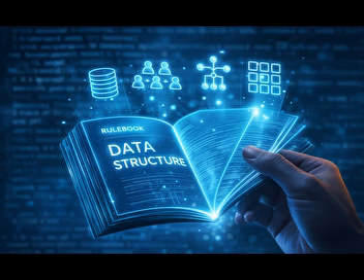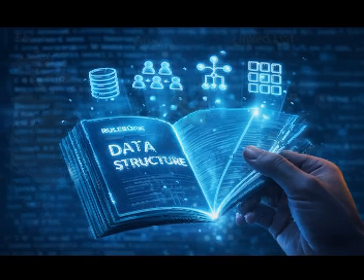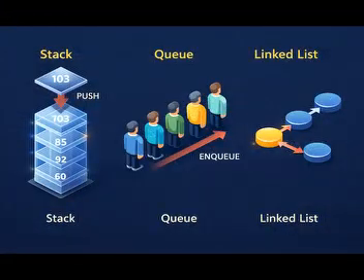Different rule books give different strengths. Think of it like real life: a queue at a bank, a stack of plates, a list of names, a tree of folders on your computer, etc. Each structure exists because it solves a specific problem efficiently.